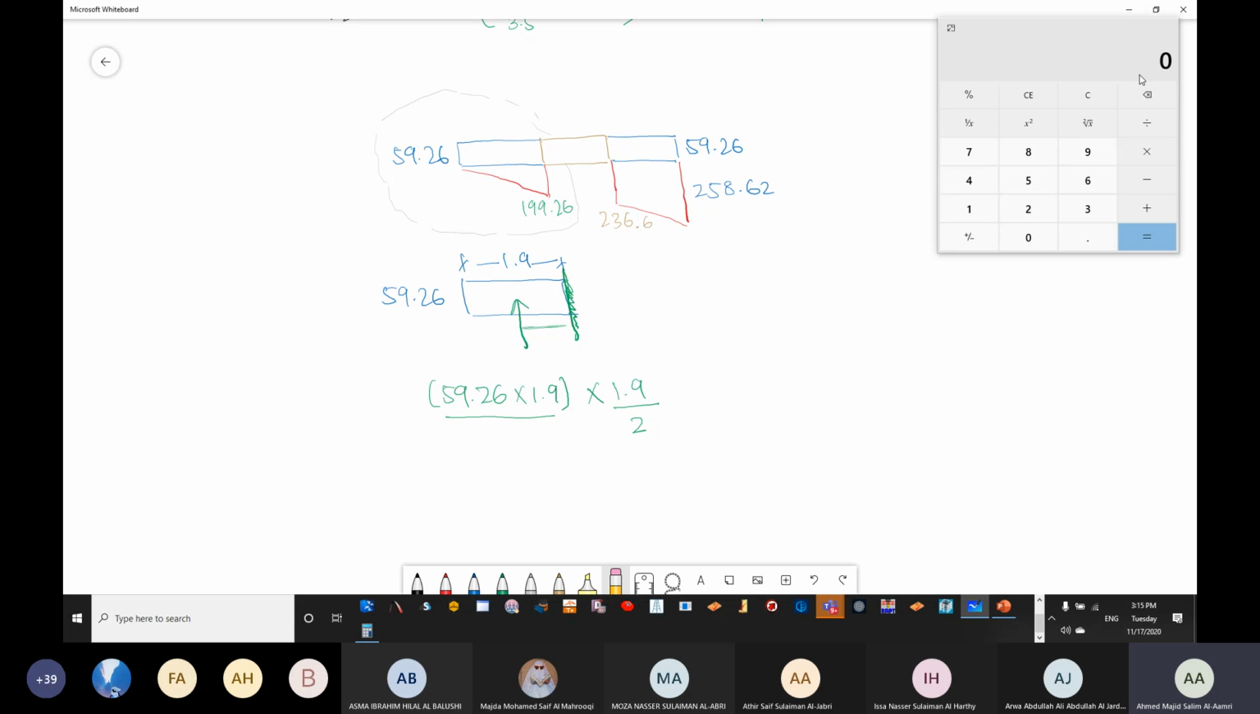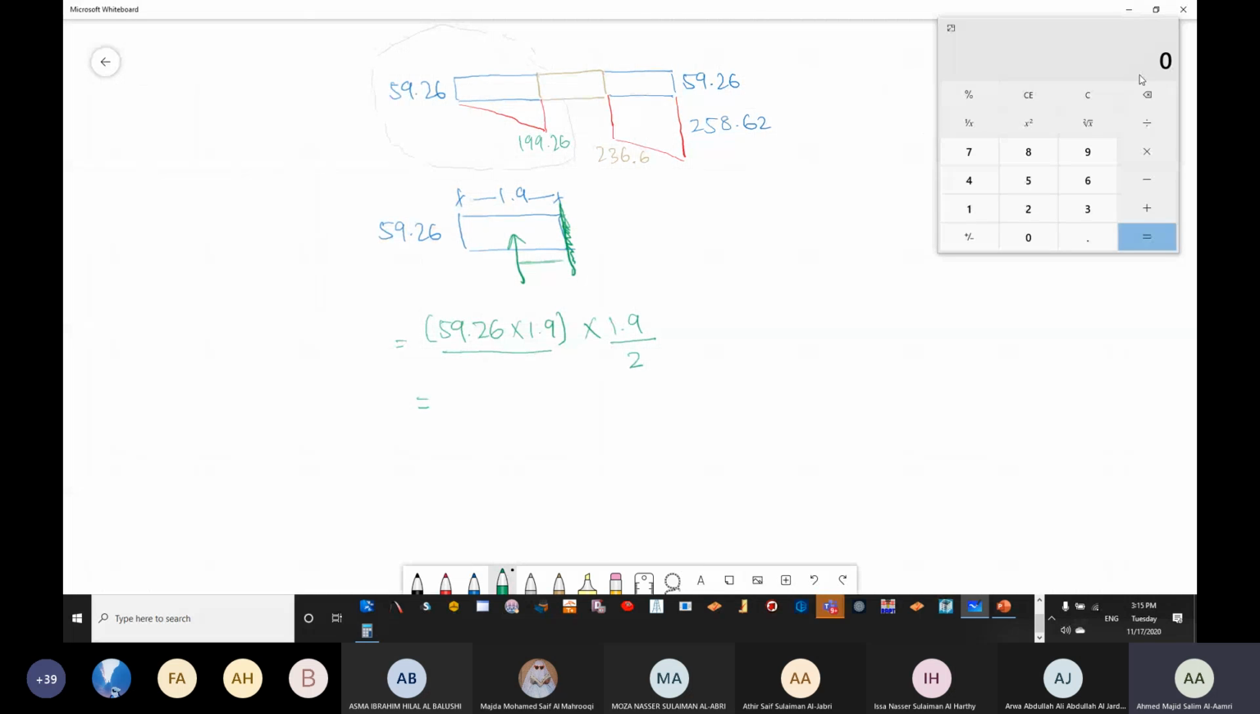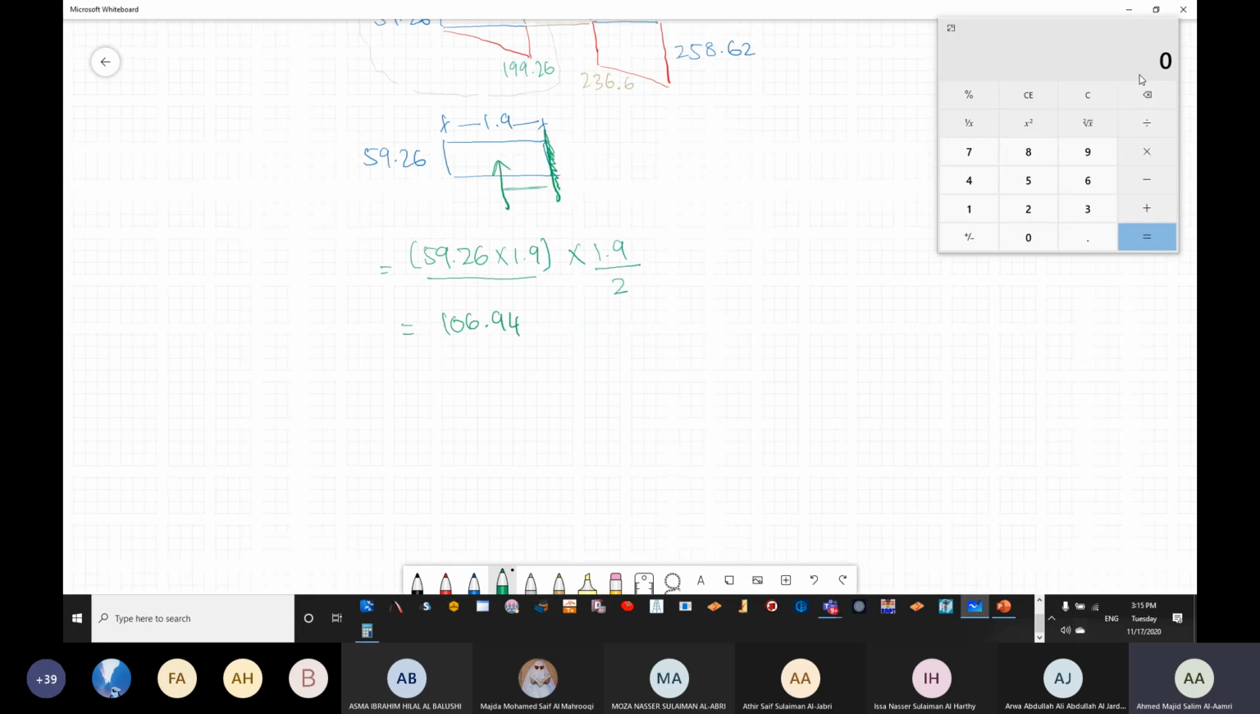Can you give me the value here? 106.94. Now, how many sheep we have in the left side? We have two sheeps. This is the first one.